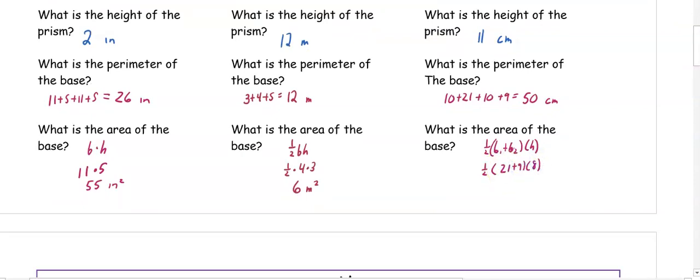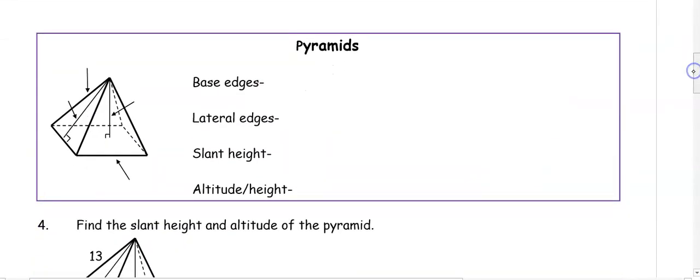So when we multiply, we would have 1/2 times 30 times 8, which would be 120 centimeters squared. So our next shape then is a pyramid. A pyramid is going to have only one base, and then it's going to come to a tip at the other side, which would be the vertex.